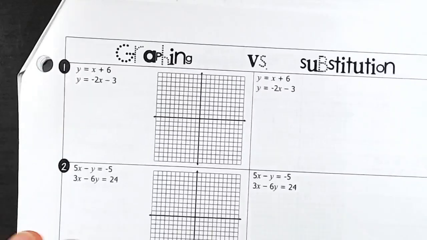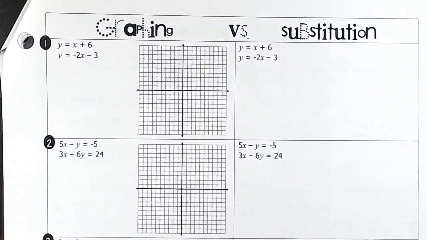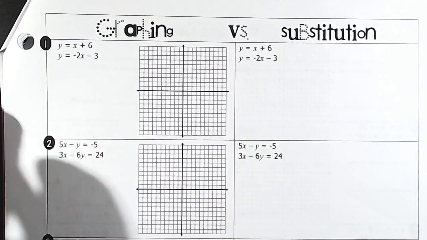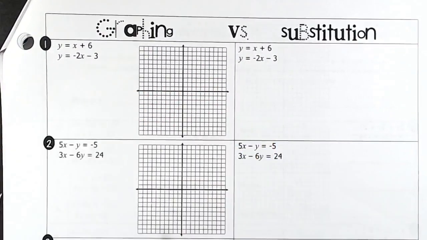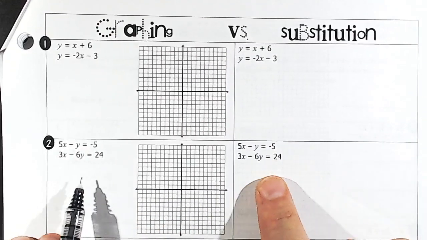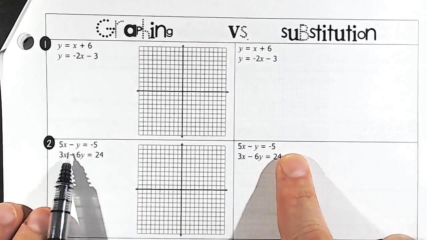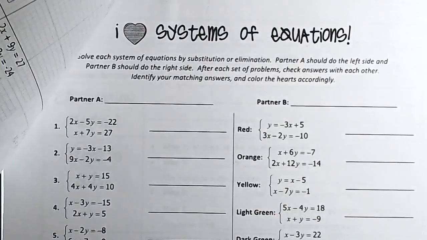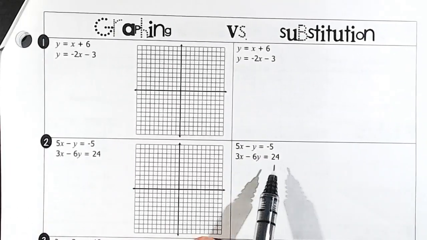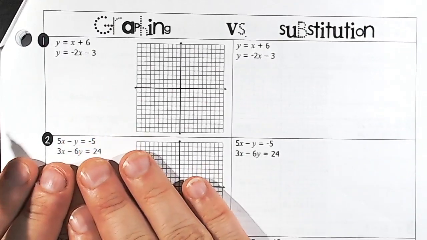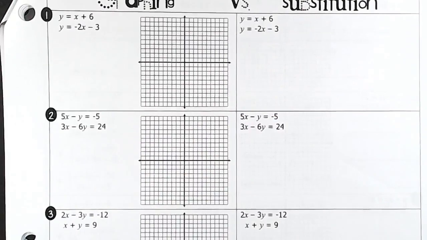I want to show you this comparison now between graphing and substitution method. Okay, and I'm not going to do number 1 because it's too easy. We're going to do number 2. You see how we're given the exact same equations, and we're going to practice doing both methods. First we'll graph, and then we'll do substitution.